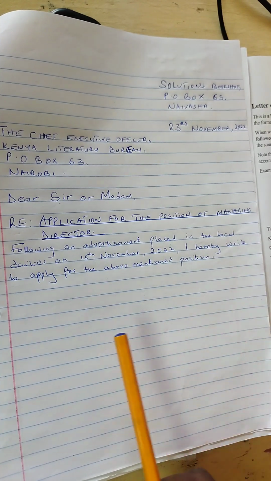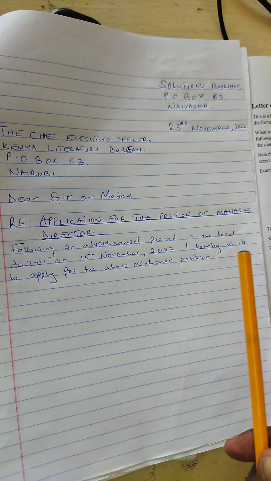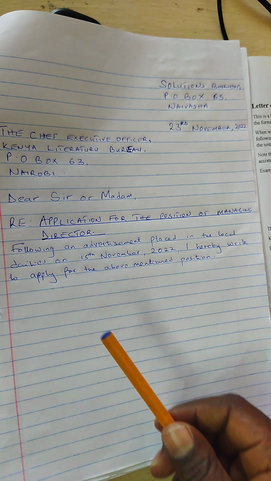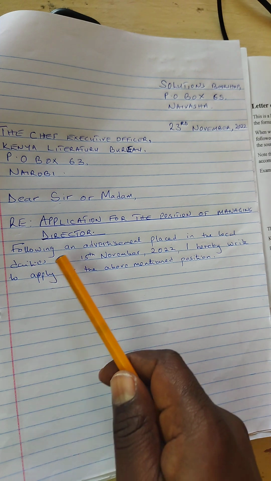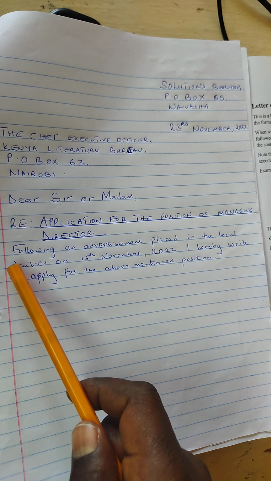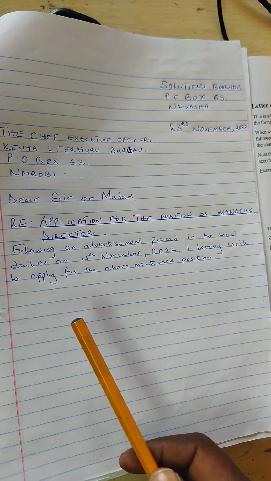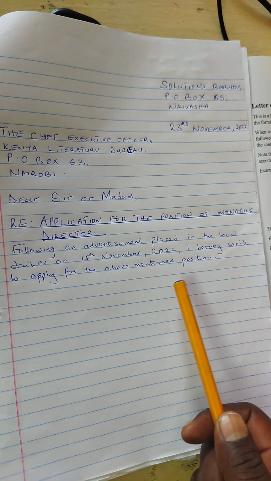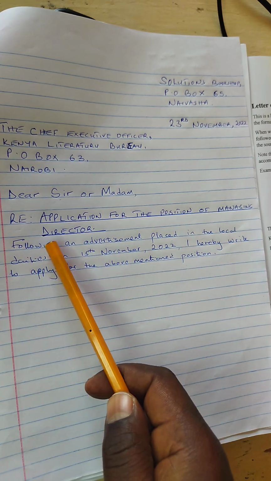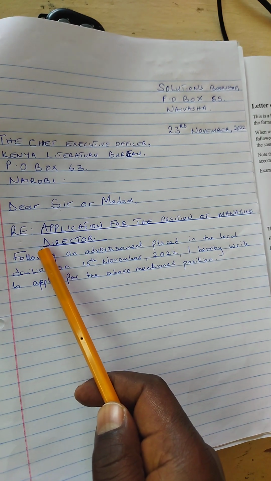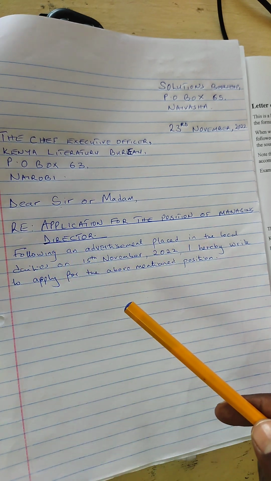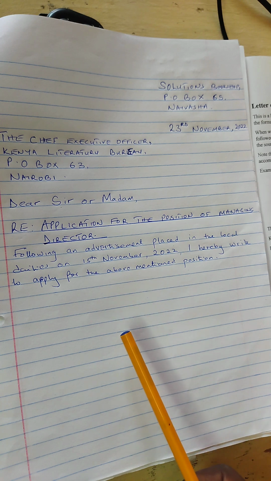So the first paragraph, you go straight to why you are writing the letter. Remember, there are various ways of paragraphing, but the best one will be the block format, where your sentences begin from the margin, as opposed to the traditional indented format, where the first word begins some distance off the margin. The best one is this one, so that when you are moving to the second paragraph, you will skip a space.